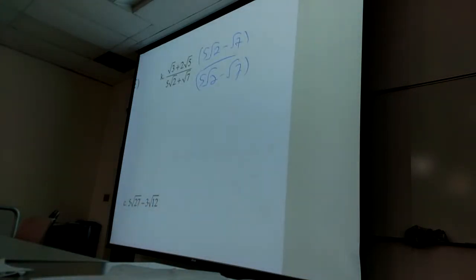If I said x minus 2, what's the difference of squares pair that would go with it? X plus 2. There you go. That's all conjugate is. What happens with difference of squares, when you multiply them out, is the middle term cancels. That's what I want to have happen here. Does that make sense?